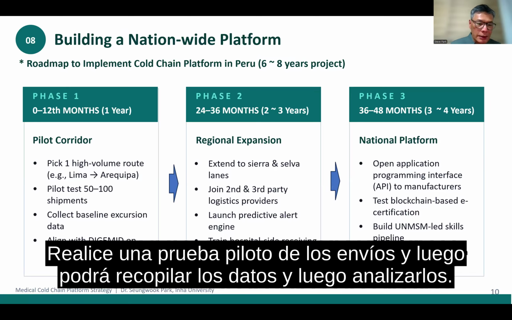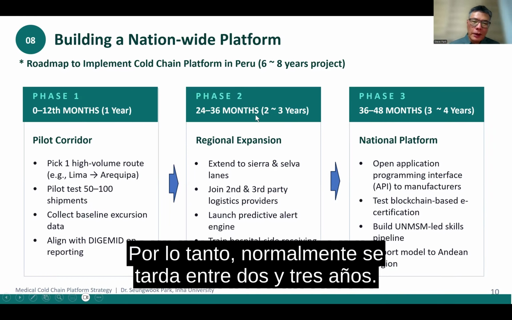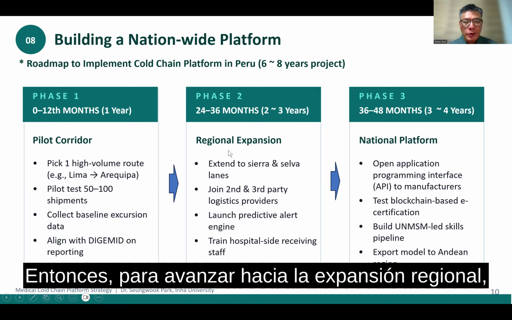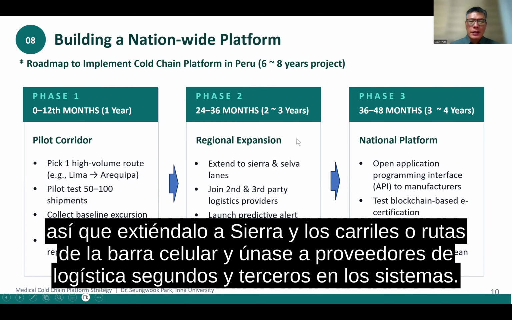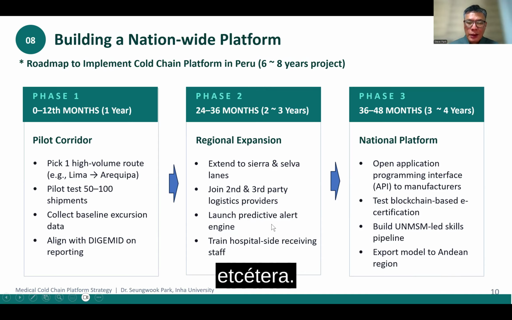And then phase two, you can go to 24 to 36 months, so normally it takes 2 to 3 years. In order to go to regional expansion, extend it to Sierra and Selva lanes or routes, and join second and third party logistics providers into the system. And then you can test it, launching a predictive alert engine, etc.